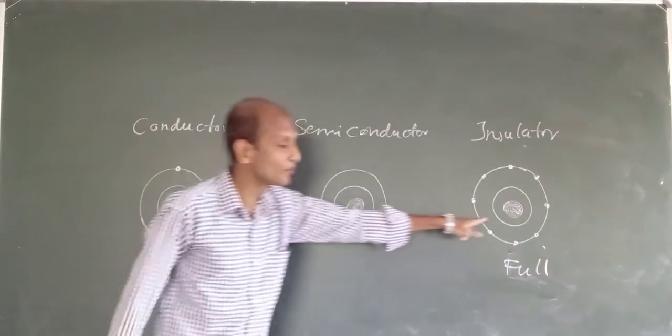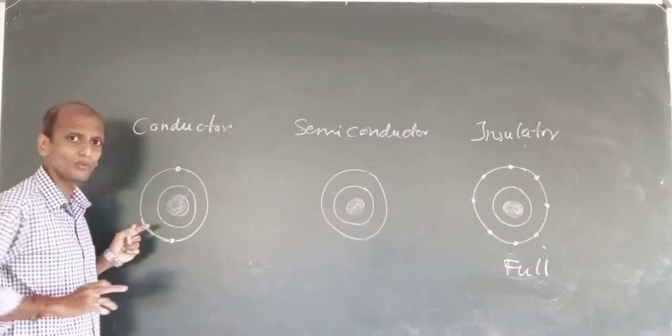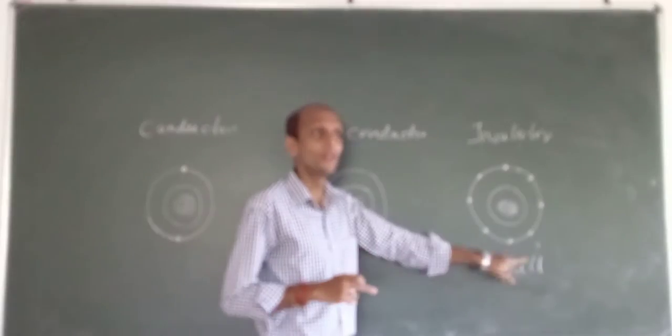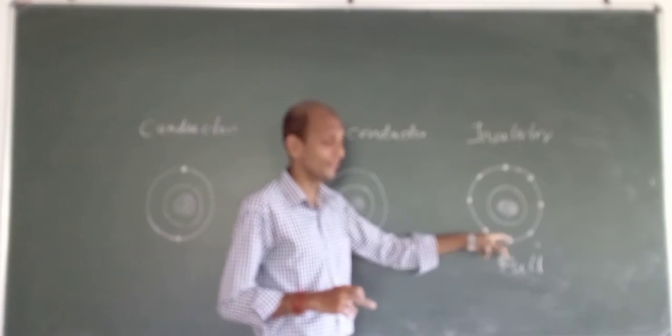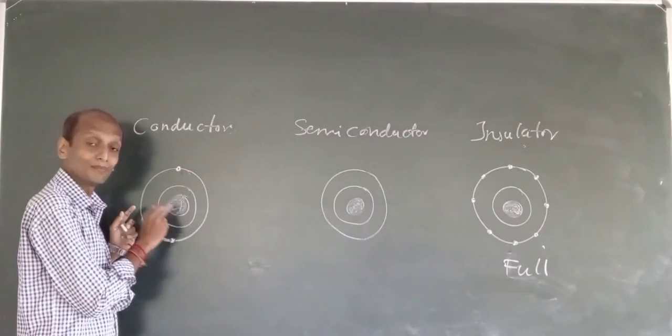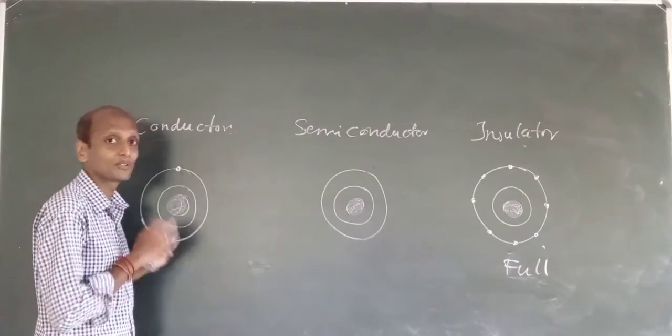Now the maximum number of electrons possible is 8. Minimum we can have 1 or 2. Maximum we can have 8, or 7 also. If it is 7 or 8, it is in the insulator category. If it is 1 or 2, it is the best conductor, or we can say a good conductor.